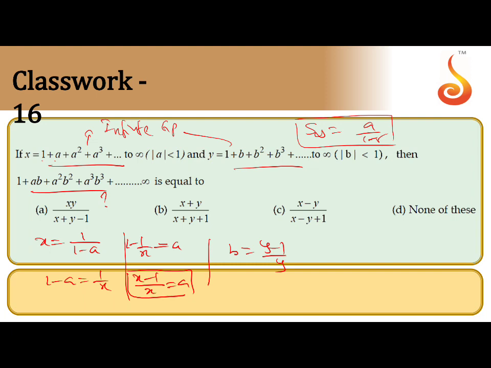Using the S infinity formula, calculate the X value in terms of A, and then take the A value in terms of X. Similarly, B is nothing but Y minus 1 by Y. So we have to find the required answer for this. We will solve in the next page. So we got A is X minus 1 by X, and B is Y minus 1 by Y. So we want the series 1 plus AB plus AB whole square and so on up to infinity.